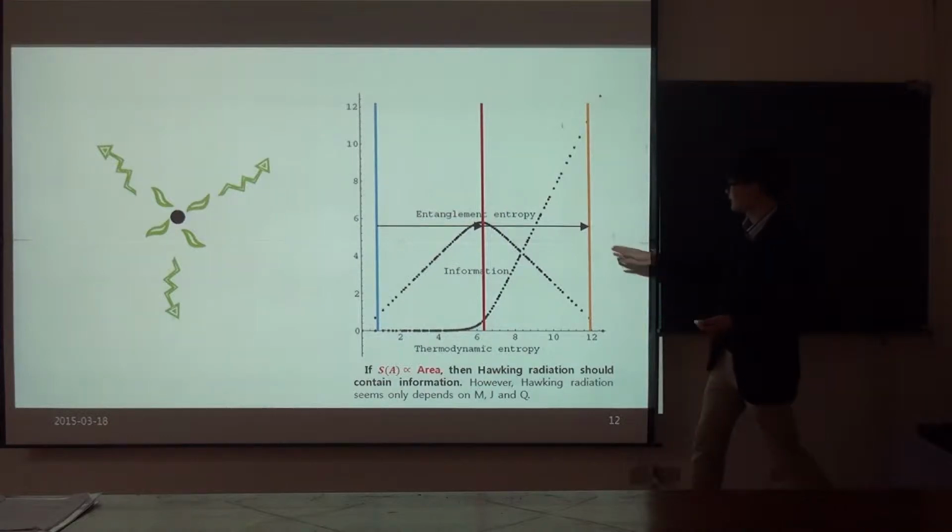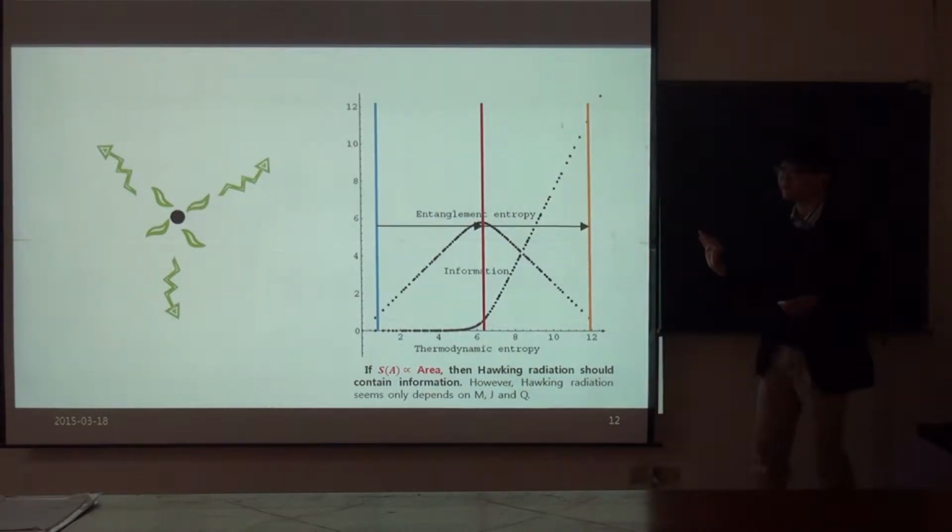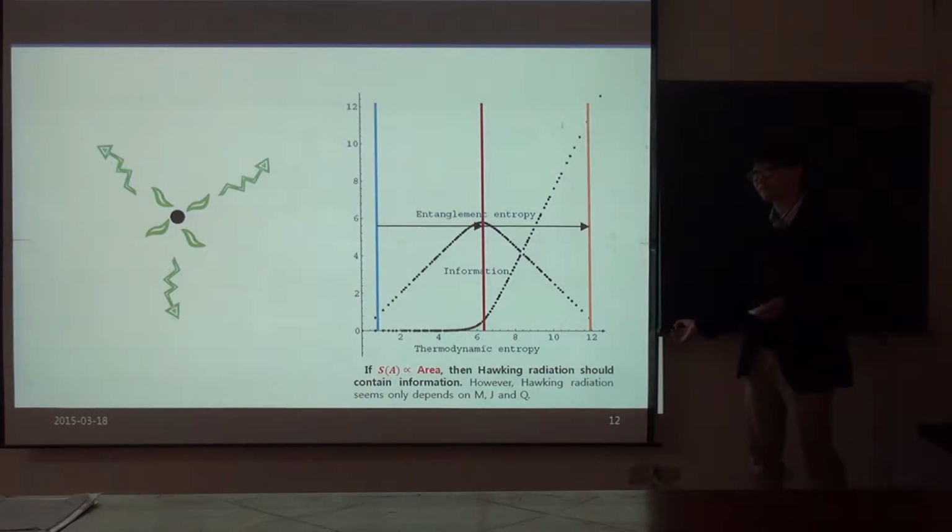Yeah, so Hawking radiation should contain information according to this argument. Then Hawking radiation should be a function of not only M, J, Q, but also some quantum numbers. That's right. But according to Hawking's calculation, it is only a function of M, J, and Q. That is the paradox. But Hawking says it's a function of M, J, and Q. Yeah, right. But there is no paradox.